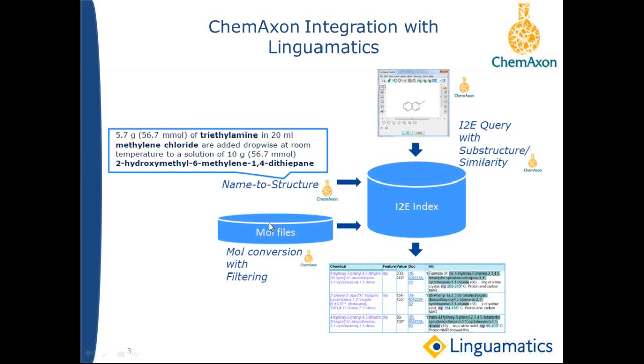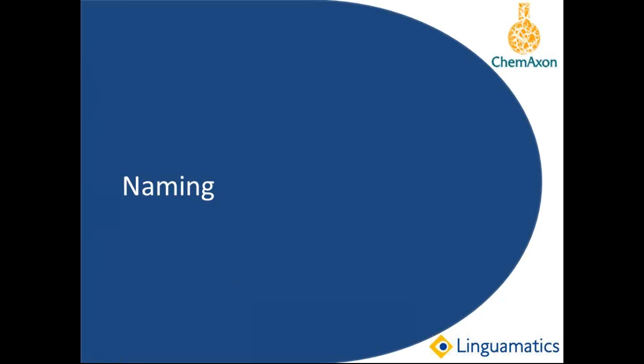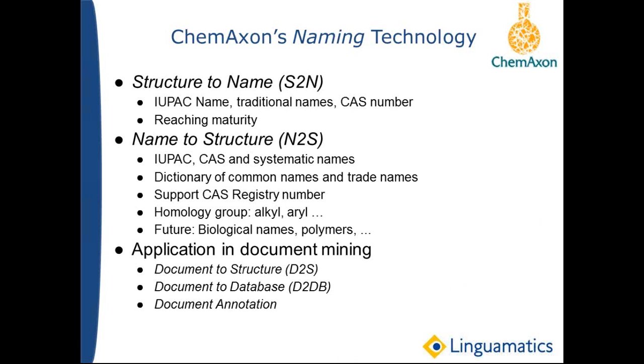And also, USPTO published a lot of the US patents, including MOL files for the structures, and ChemAxon's JChem technology is also used to convert these MOL files to structures. So today, I'd like to focus on our naming technology. Naming is a broad term. It actually includes multiple products.